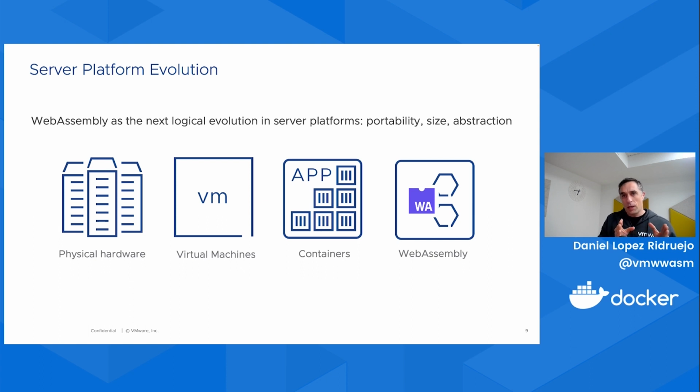So each one of these has different levels of isolation and different footprints. Virtual machines are typically in the range of gigabytes in terms of size. Containers tend to be hundreds of megabytes, low gigabytes. With WebAssembly, you can get into tens of megabytes or even single megabytes. So in terms of size, it's kind of like the next logical step.